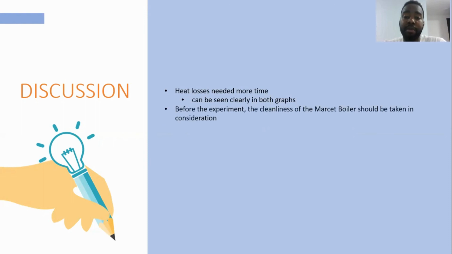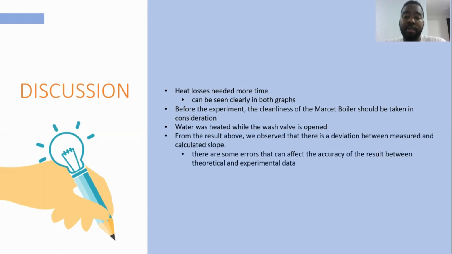Before the experiment, the cleanliness of the Marcet boiler should be taken into consideration, and the water is heated while the wash valve is open. From the results above, we clearly observe that there is a deviation between the measured and the calculated slope. There are some errors that can affect the accuracy of the results between the theoretical and the experimental data.